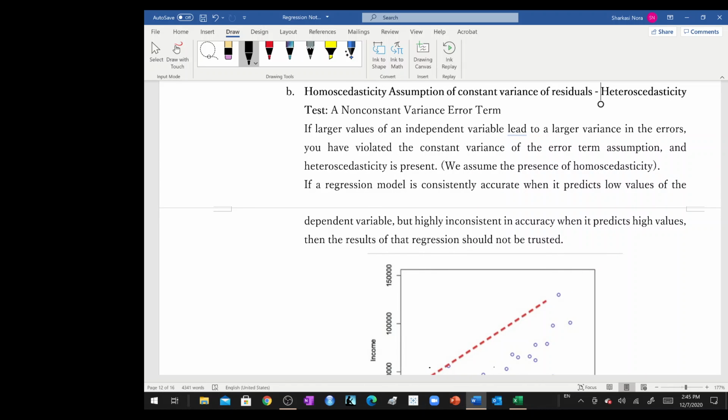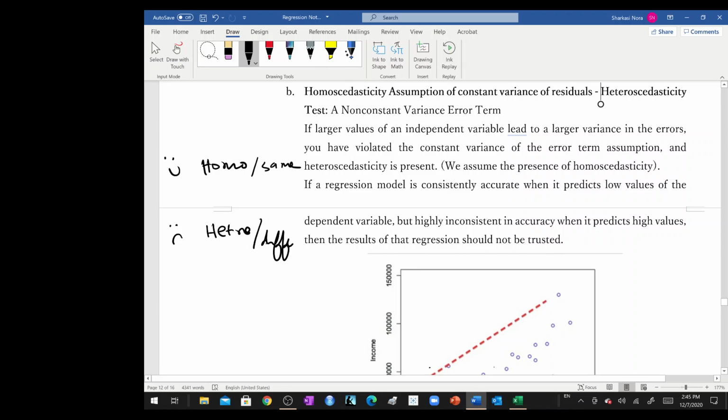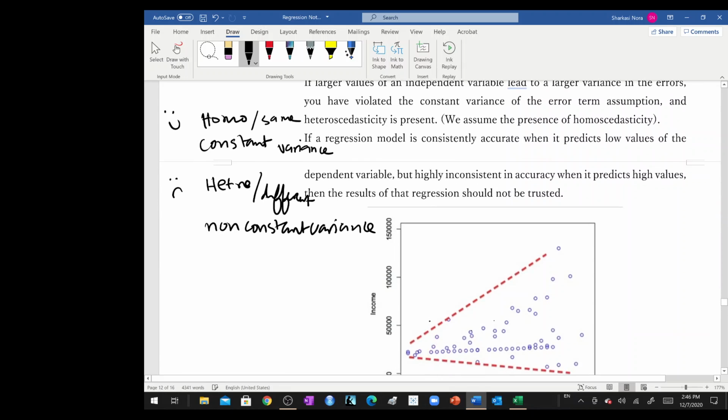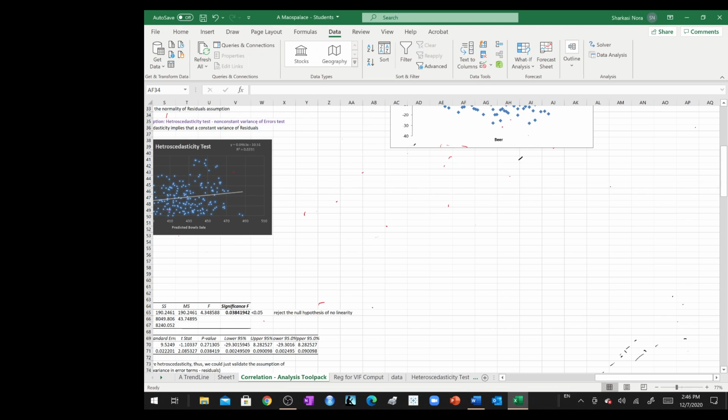What does that mean? This means the desirable situation, we're happy with homoscedasticity. We're not happy when it is hetero. Homo means it is the same. Hetero means it is different. You can understand it this way in simple language. Also, you can understand homo as a constant variance, and hetero as a non-constant variance. All right? What does that mean? Let's take a look at our example from the Excel sheet very quickly.